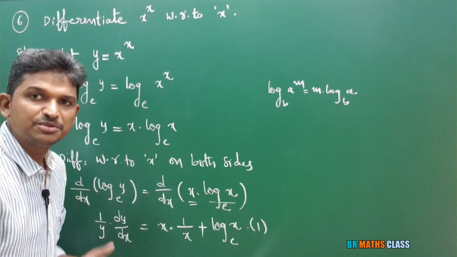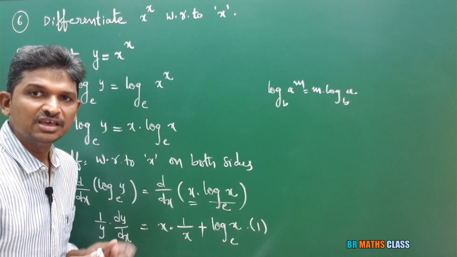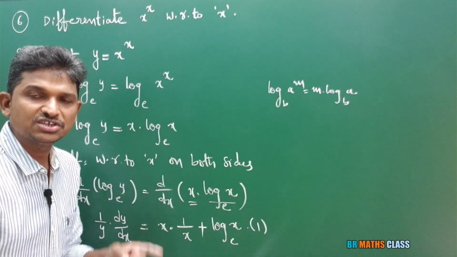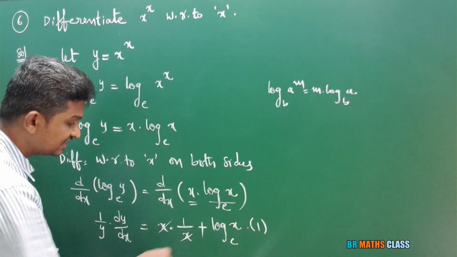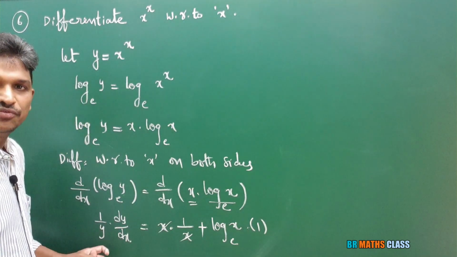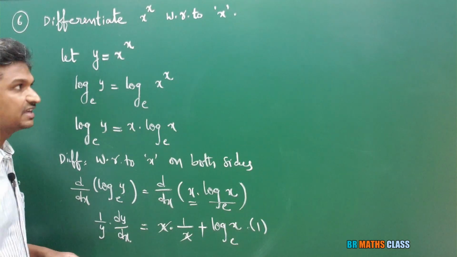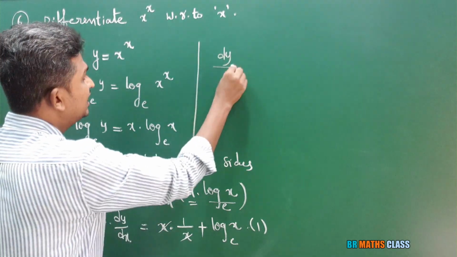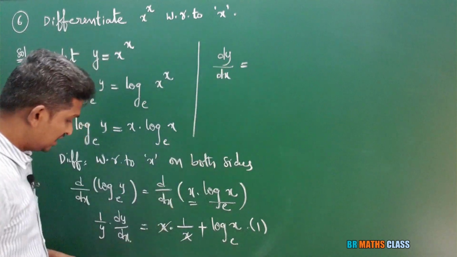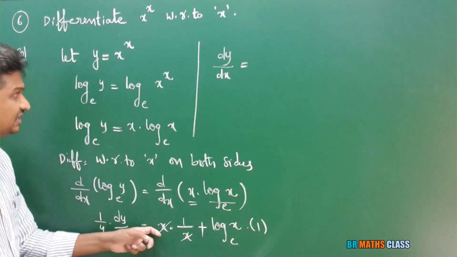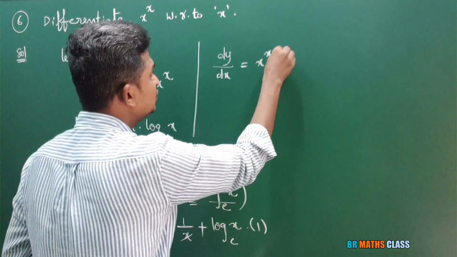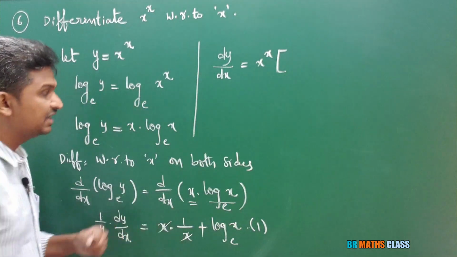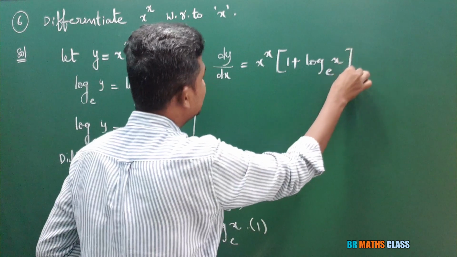To do these problems, basic differentiation is compulsory. In case you are not good in basic differentiation, first learn the basic differentiation and then come to this. Now here x and x will get cancelled. What are we trying to find? We are trying to find dy by dx. What is dy by dx from this? dy by dx equals, here you take y to this side. What is y actually? y is x power x, right? So x power x into what is remaining here, 1 plus log x base c.